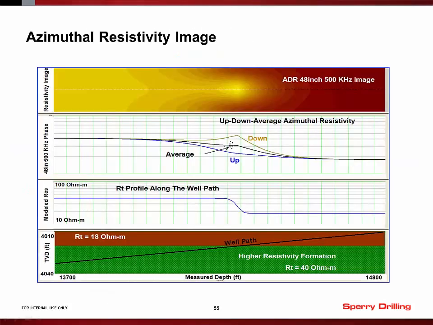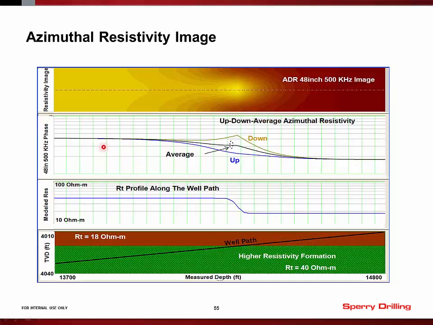This slide tries to illustrate the importance of azimuthal resistivity when we're talking about geosteering applications. This is a model showing resistivity in two layers. We have an 18 ohm-meter formation, which could be a shale, for example, and we have a higher resistivity below. We've got 40 ohm-meters down here. This could be the reservoir, for example. And we've got a well path which is moving up through the reservoir, crossing the boundary and into the shale.